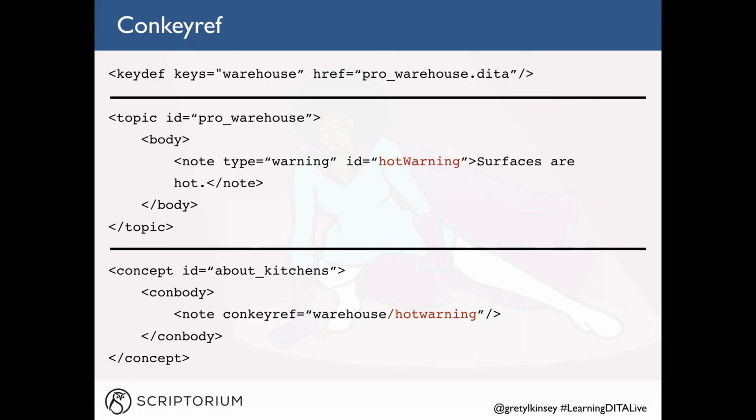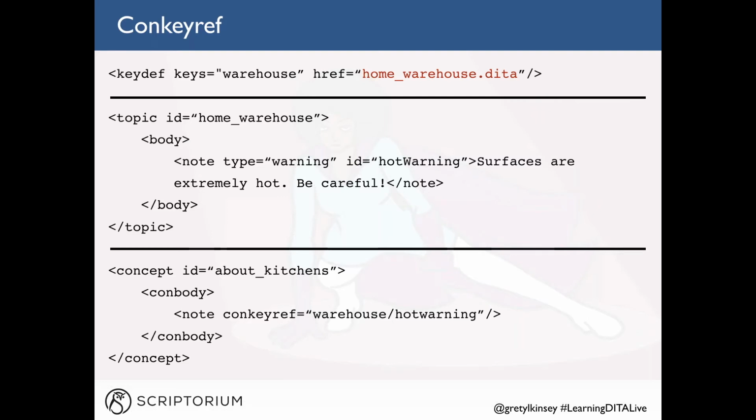So when you publish this map for your professional cooks, you're going to get a note that says surfaces are hot. But what's great about conkeyrefs is you can change out the warehouse topic in your key definition from one map to another. So let's say we set up a different map for people who are learning to cook at home for the first time, and we set up a different warehouse topic for them with different notes and warnings and other stuff, and we can point to that warehouse topic in our key definition.